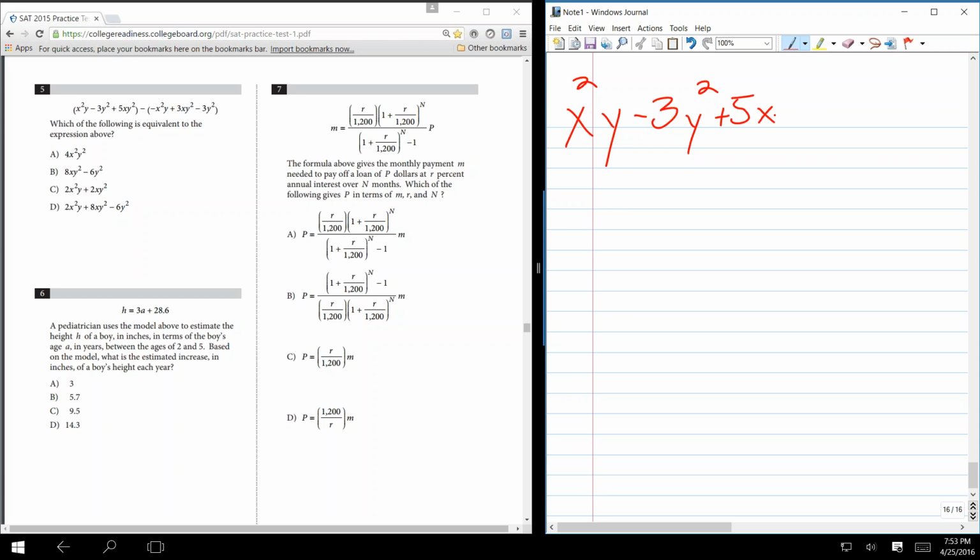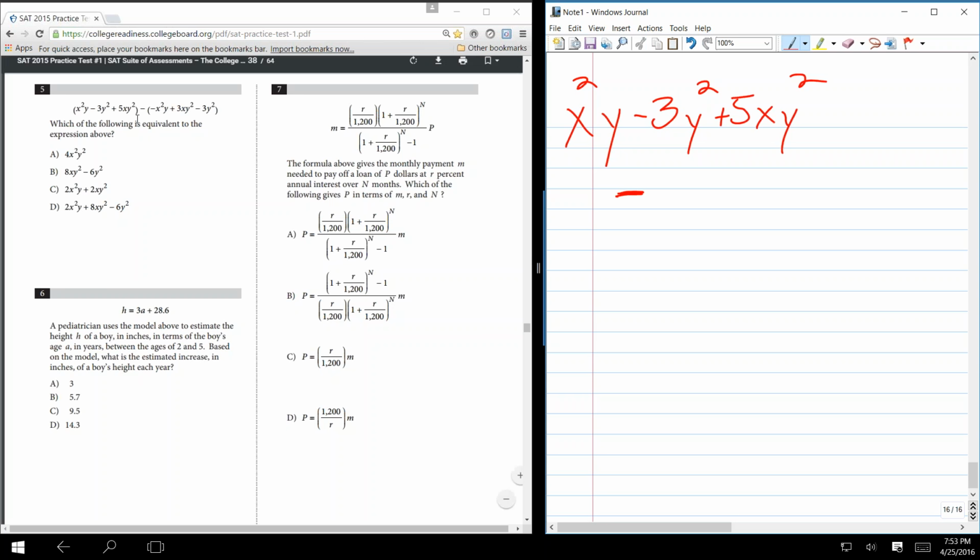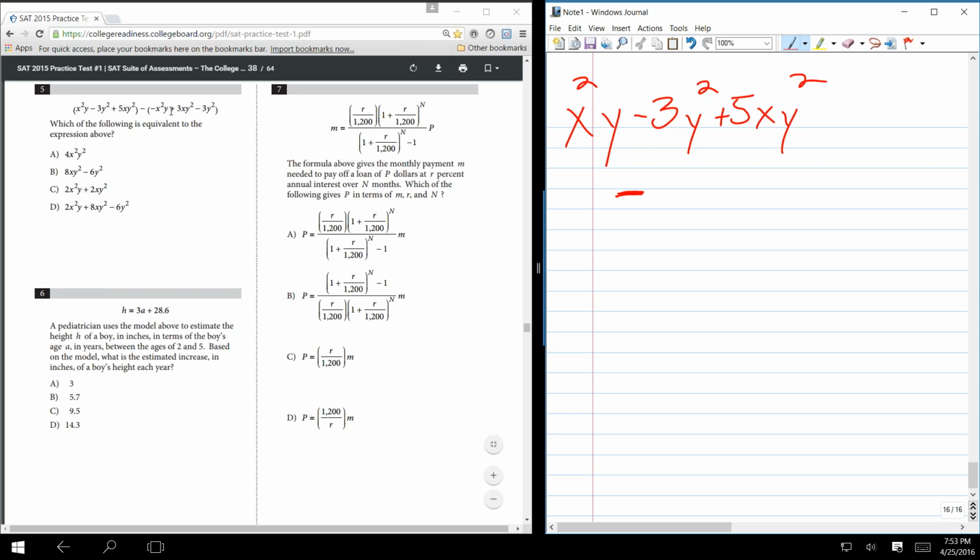The second set of parentheses, when I remove those, that's very important because it's being subtracted. Everything in these parentheses is being subtracted from the first. And the way you handle that is you apply that negative sign to every term when you remove the second set of parentheses.